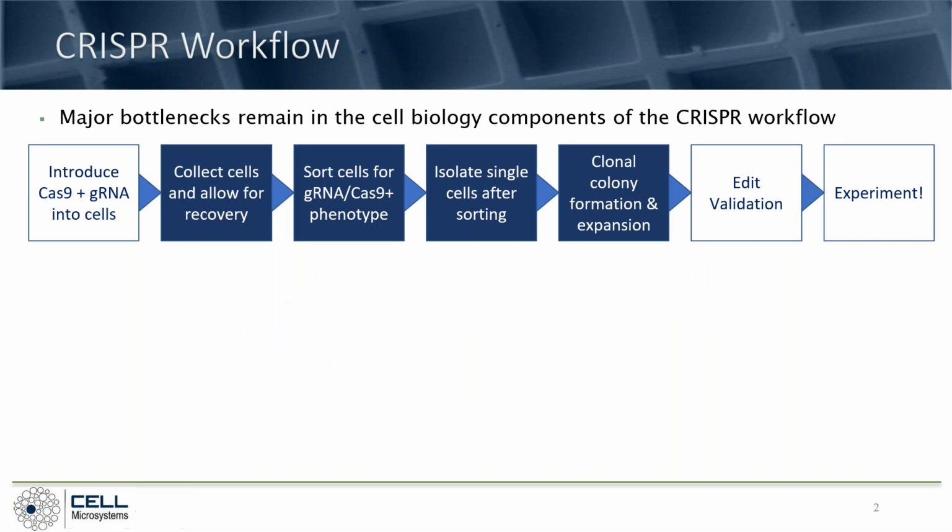Okay, so as many of you are most likely aware, there are several major bottlenecks that remain in the cell biology portion of the CRISPR workflow. What we have here is a schematic of a really simple and straightforward CRISPR workflow where we introduce the Cas9 and guide RNA into the cells. We then collect cells and allow for recovery, followed by sorting and looking for our phenotype of interest. We then isolate single cells and allow them to expand further into clonal colonies. After that, we can validate that the edit is actually present, and finally do our downstream experiments.